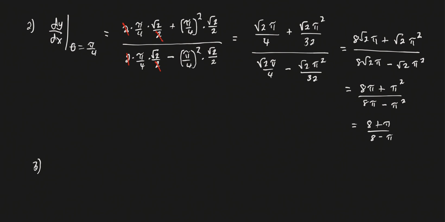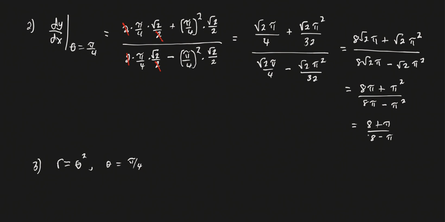Now, third question. What if we wanted the equation of the tangent line to this polar curve? In fact, let me write the curve again so I don't have to scroll up. And again, we want it at theta equals pi over 4. Well, this number here represents the slope of the tangent line. So what we need to do is find the point that the tangent line passes through.